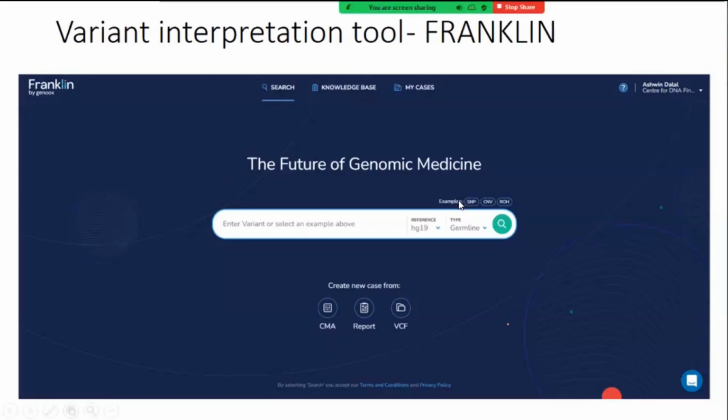If you go here in examples, it will show you. If there is time, we can do it live also. You go here, SNP, CNV, click on this, and it will show examples of how to put it. Just put here the c. number and your variant. How to put that format, you'll get it here.